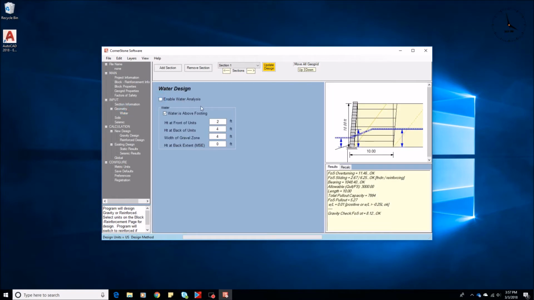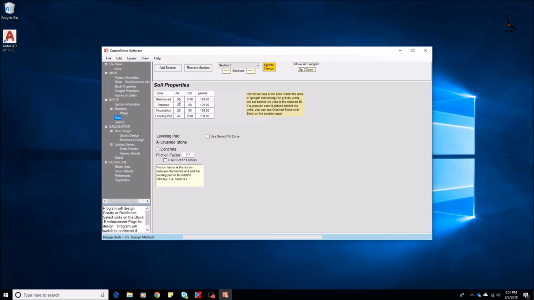Another topic. Let's turn the water off. We go in here. Reinforced zone, again, within the geogrids. What we typically assume is a clay soil will be in the range of 24 to 26 to 28 degrees, depending on the plasticity of the soil. A silt is going to be more 28 to 30. Silt is more granular. It's a little bit more free draining. We don't have the plasticity that we do with a clay.